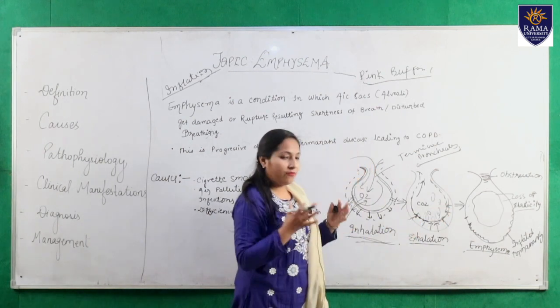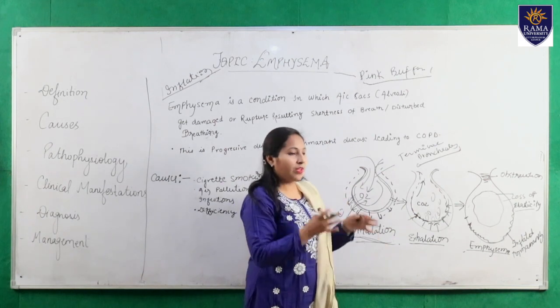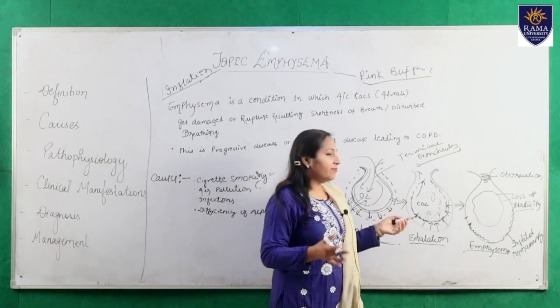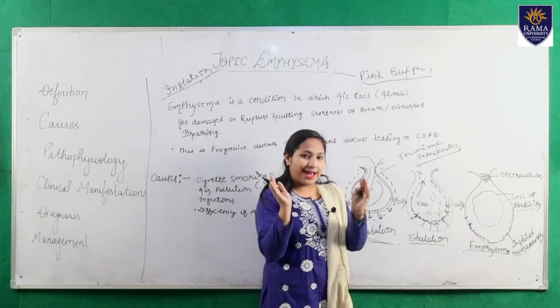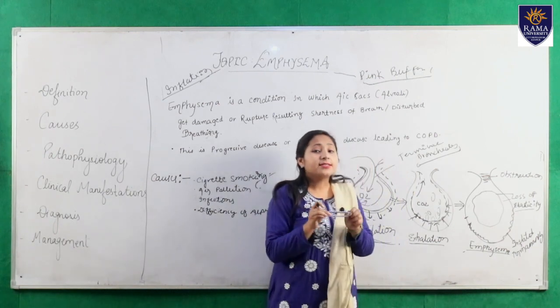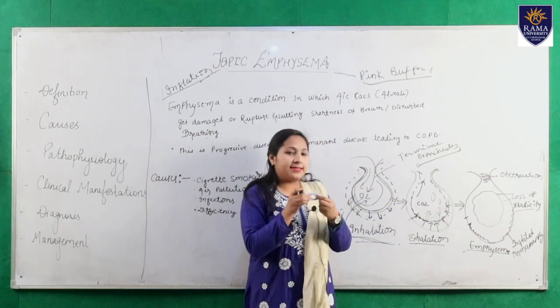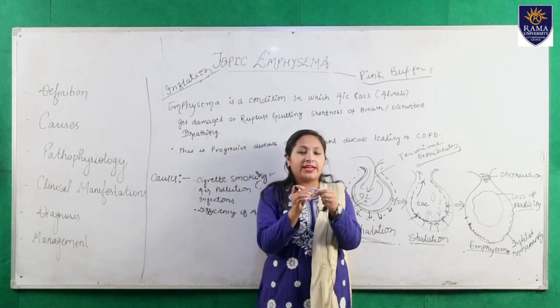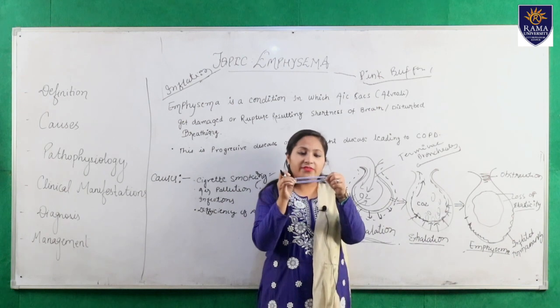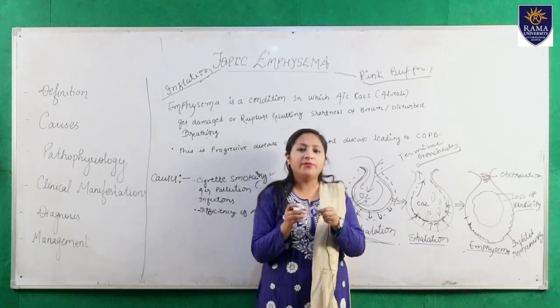Just like a balloon, when we fill air inside it, it increases in size, and when the air comes out, its size is reduced. For example, this is a rubber band. Suppose this is our alveolar sac. This rubber band has elasticity, so we can stretch it and increase its size, and when we release it, it comes back to its previous state.